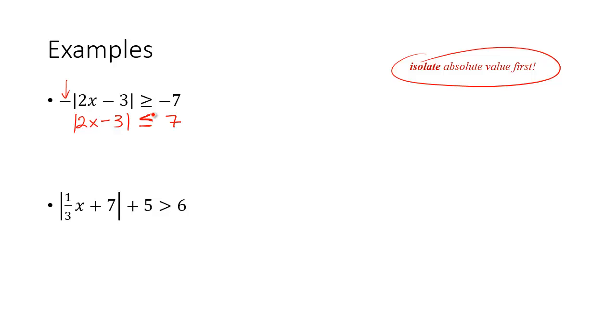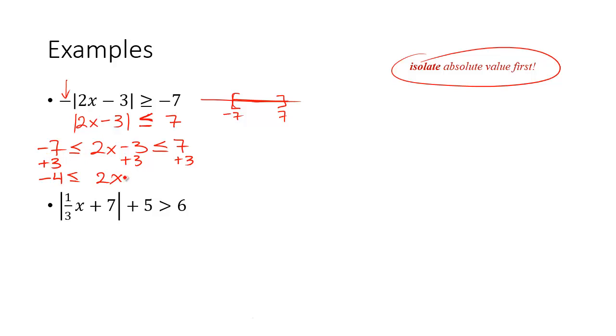So now we've got our less than or equal to 7, and remember, when we're solving an absolute value question less than, it's going to be between negative 7 and 7. So we've got our 2x minus 3 between negative 7 and 7, and now we solve that. So we can add 3 to all three sides. So we've got negative 4 here, 2x, and 10.